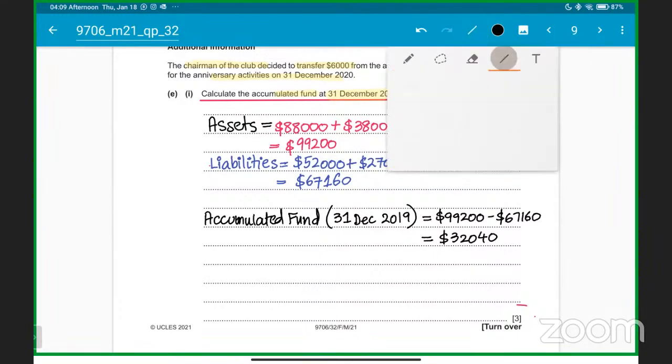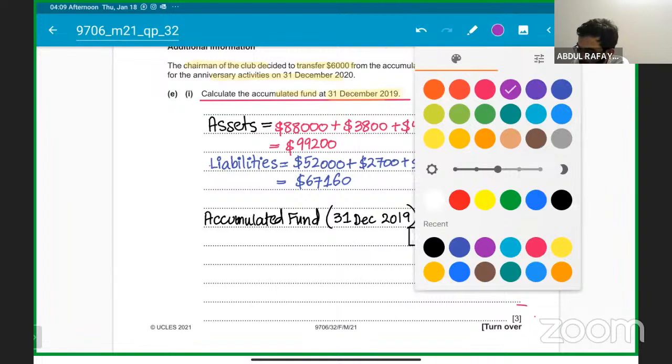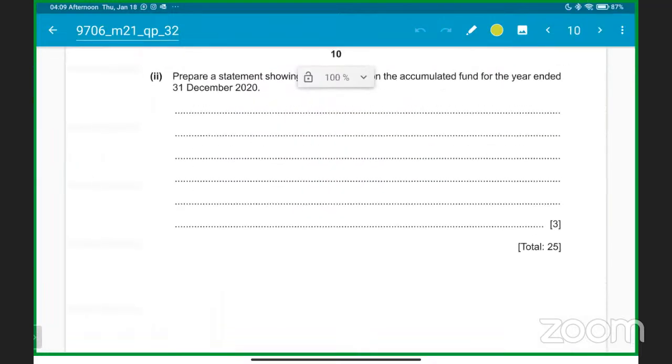Everyone got it? So with this, ये complete हो जाएगा for 3 marks, and you will get full 3 marks for the accumulated balance. Okay, any problems? Let me know. Clear on this? Understood, guys? And then next we have again for 3 marks, prepare a statement.